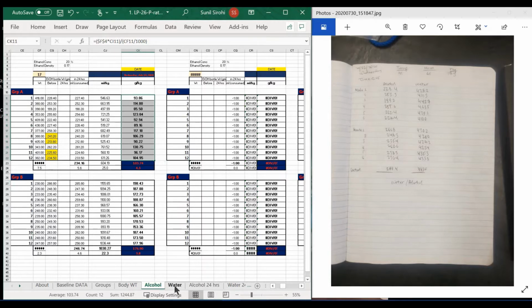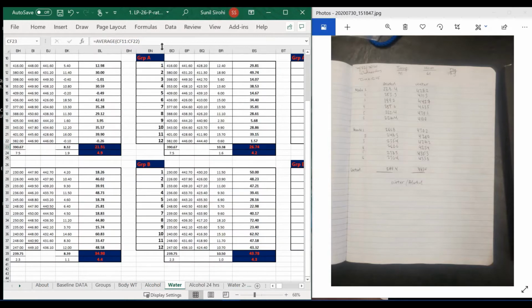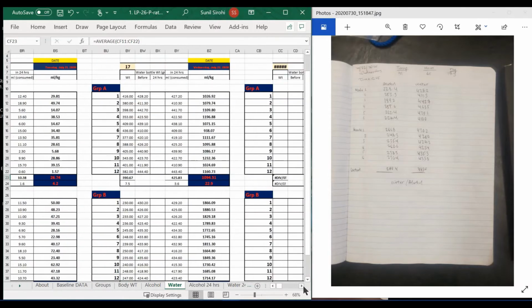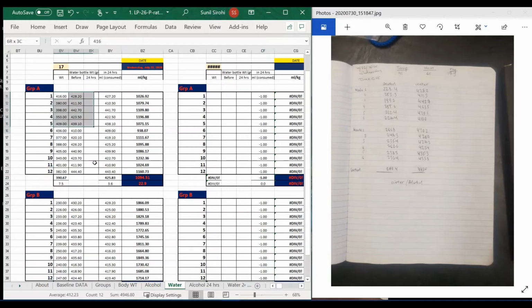And then same thing goes with the water. We just have to fill these 3 things. Like these 3 things you have to fill, and it'll calculate a water intake for that particular day.